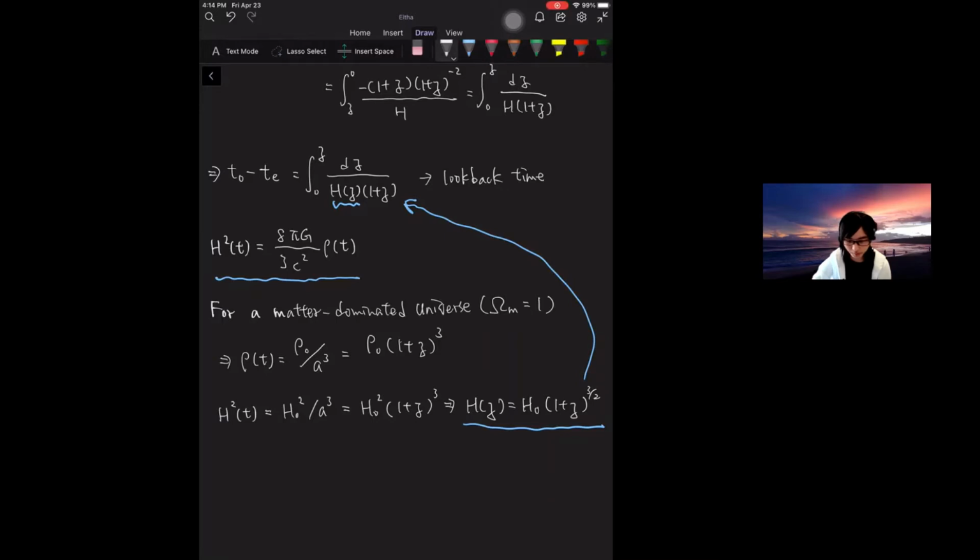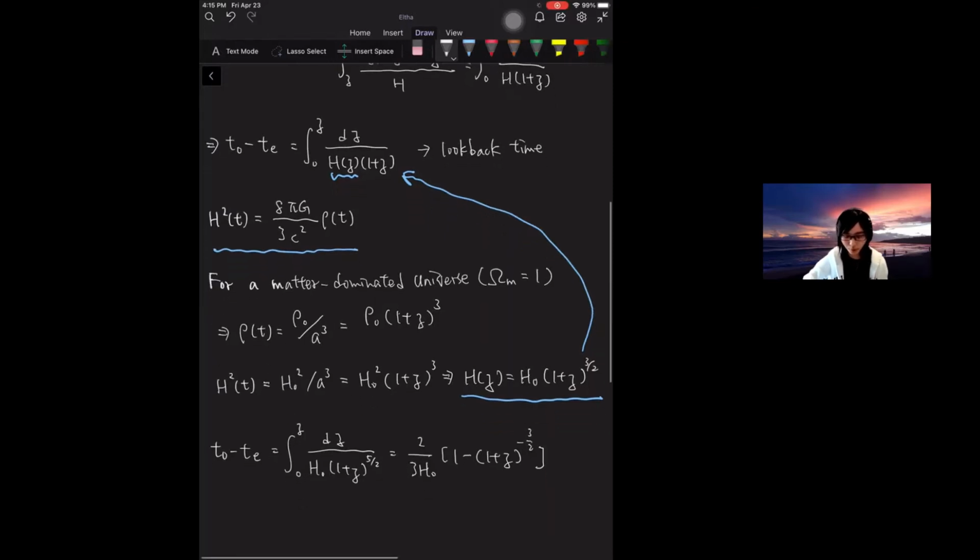So now we have T0 minus TE equals the integral from 0 to z of dz over, and the Hubble parameter here is H0 times (1 plus z) to the 3/2. And here's another 1 plus z. So we have (1 plus z) to the 5/2. If you calculate this, you will get something like this. This is a very simple integration, right? It's just related to (1 plus z) to the minus 5/2.